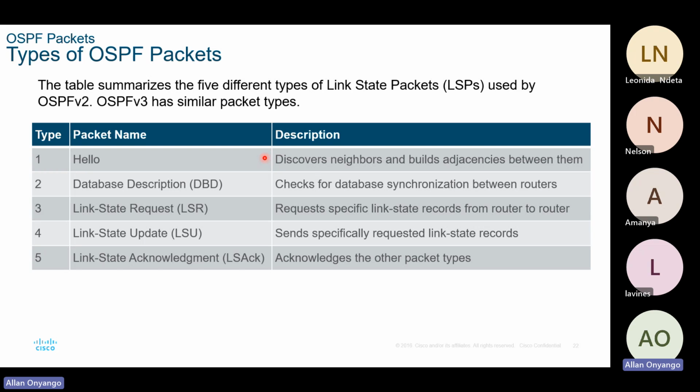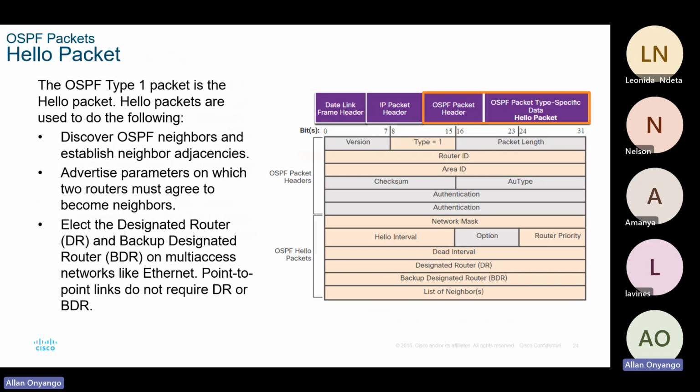So hello, get to know your neighbor. Know more information about your neighbor using database description. If you need any more information, use the link state request. If you get a link state request from your neighbor, you must send a link state update, and the neighbor must say thank you by sending a link state acknowledgement.